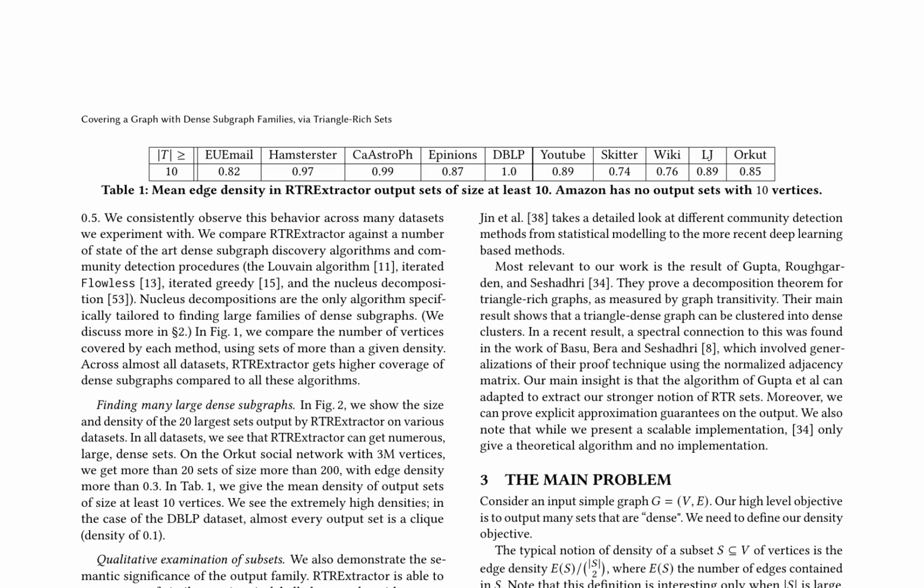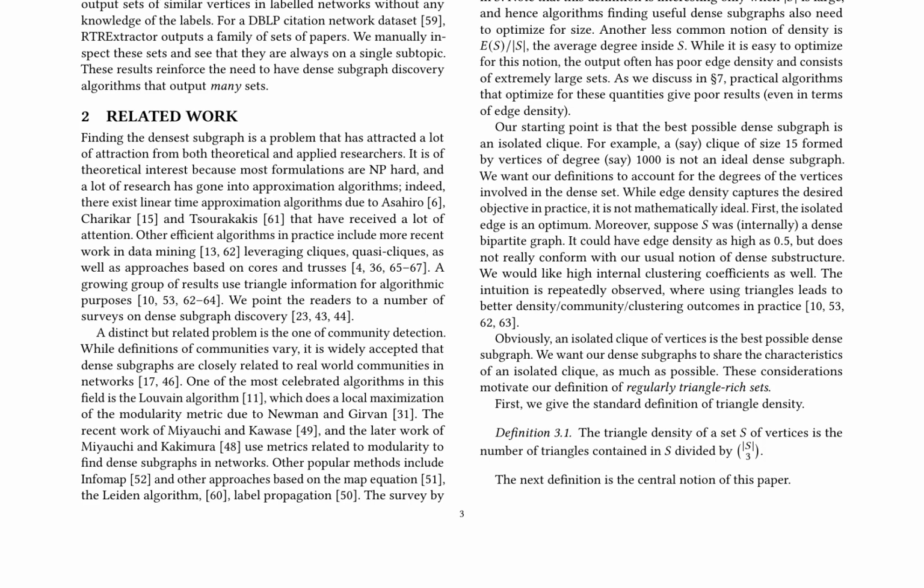The research paper discusses the problem of covering a graph with dense subgraph families, focusing on triangular sets. The authors introduce a novel algorithm, RTR extractor, which outputs many sets that are dense and optimize for both internal triangle density and the degree regularity. The algorithm's primary utility is shown by its guarantees on the output, ensuring that every omega-1 regularly triangular set has a constant fraction of its vertices in the output.